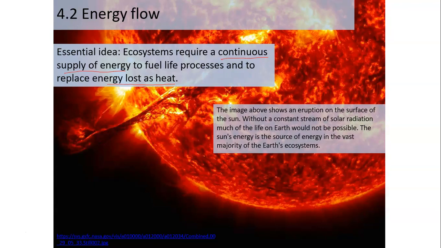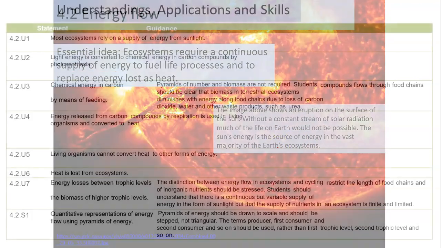It's heat energy, and the only way that we can get the energy back is from the source which continuously provides it for us, which is the sun. In the background you will see a very beautiful picture of the sun. The image shows an eruption. This area shows eruptions on the surface of the sun. Without a constant stream of solar radiation, much of the life on Earth would not be possible. And the sun's energy is the source of energy in the vast majority of Earth's ecosystems.